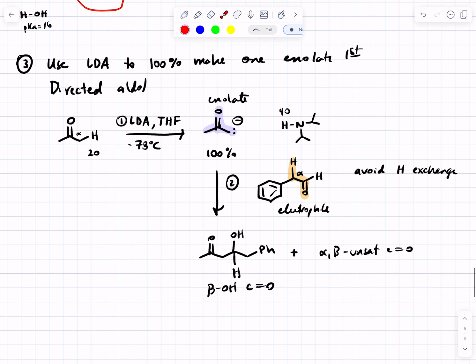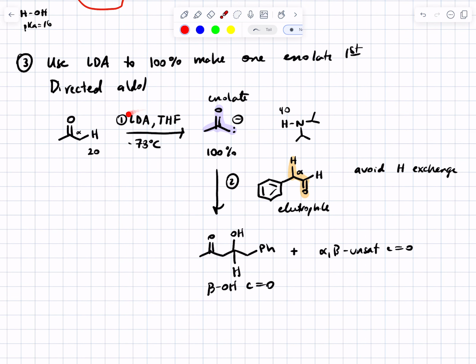Perhaps the most broadly applicable is the directed aldol, where you use LDA to make the desired enolate in 100% yield, and then you do the aldol reaction. You've got to keep it cold to avoid proton exchange. If you're using LDA, all that you've learned so far about making the less substituted enolate would apply. And your text may give you a chance to do some reactions where that is an issue.